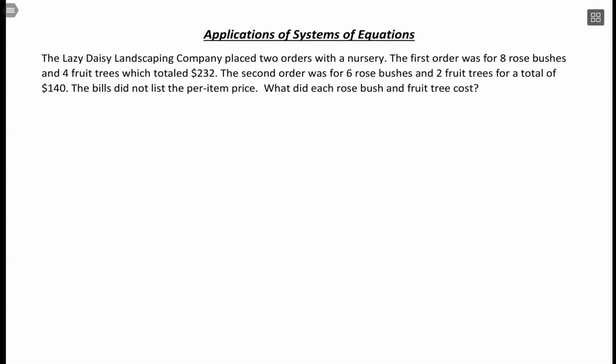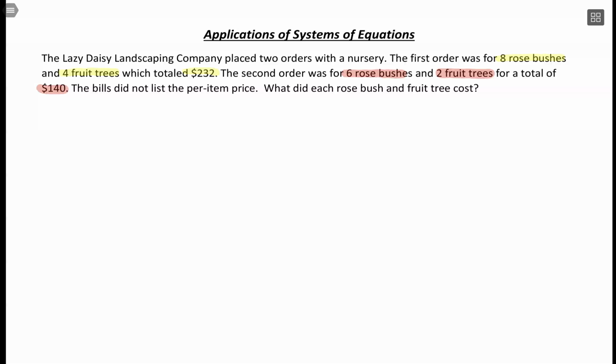Let's look at some word problems for systems of equations. So this first one, we have the Lazy Daisy Landscape and Company, and they place 2 orders with the nursery. So the first order, it was 8 rose bushes, 4 fruit trees, which totaled $232. The second order was 6 rose bushes, 2 fruit trees, for a total of $140.